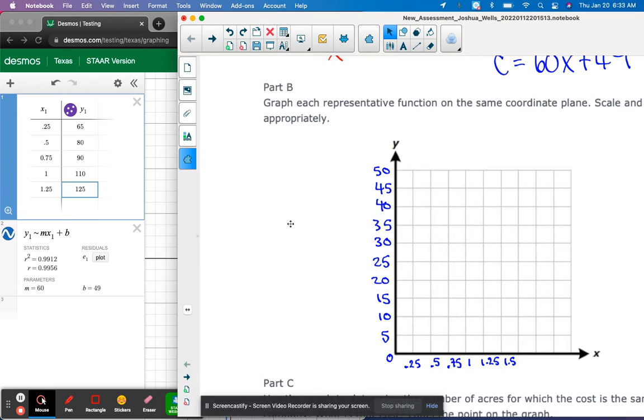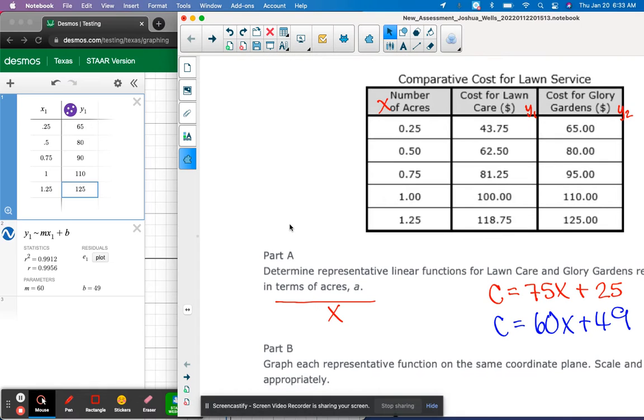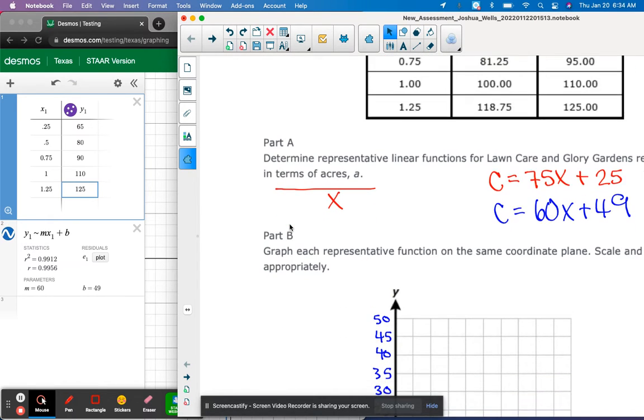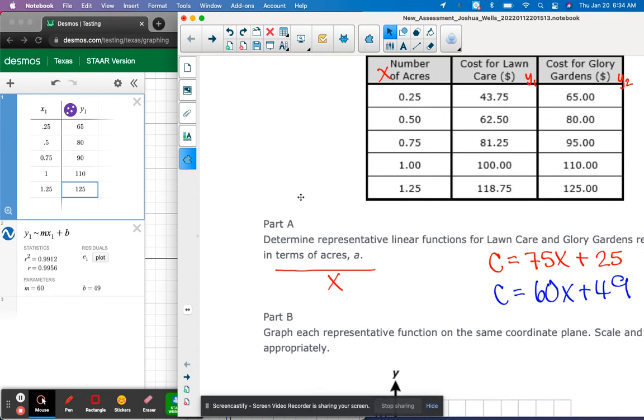So what I'm going to do is just take points from this table and graph it. And this is going to be an estimation because, again, you will not have to graph these by hand, especially since some of these numbers are really large. So for the first one, we have 0.25 and 43.75.